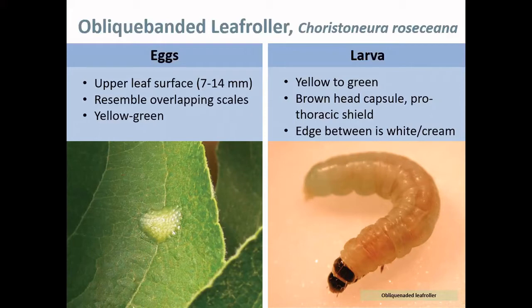You may see eggs present in the orchard. These can be laid in groups, often resembling overlapping scales on the surface of the leaf. However, they're not often found and not included as part of the monitoring program. What you will likely see are larvae rolled up in the leaves, and we'll talk about damage momentarily. The caterpillar can appear cream to white in color with a dark head capsule.